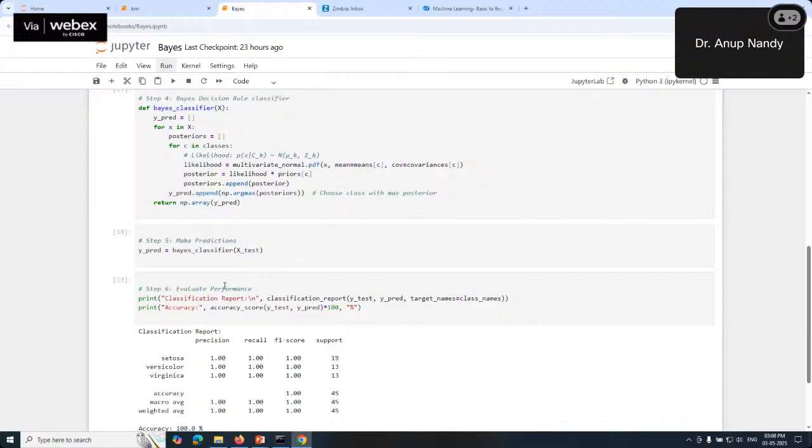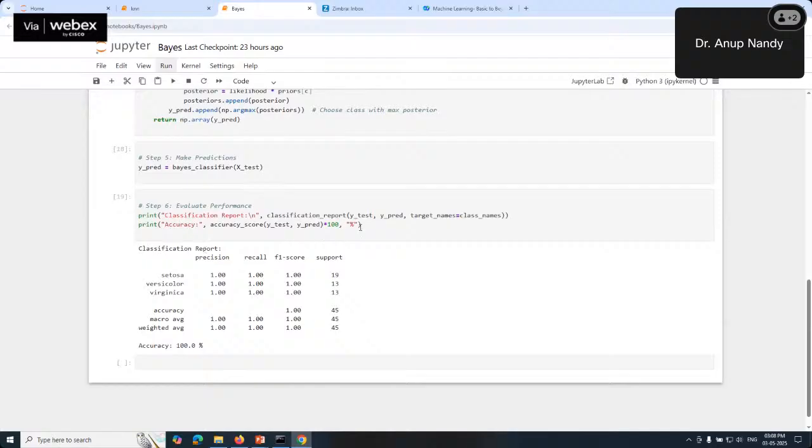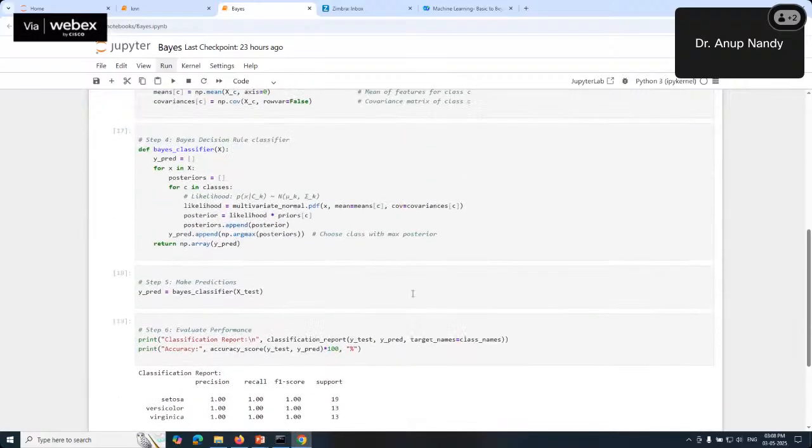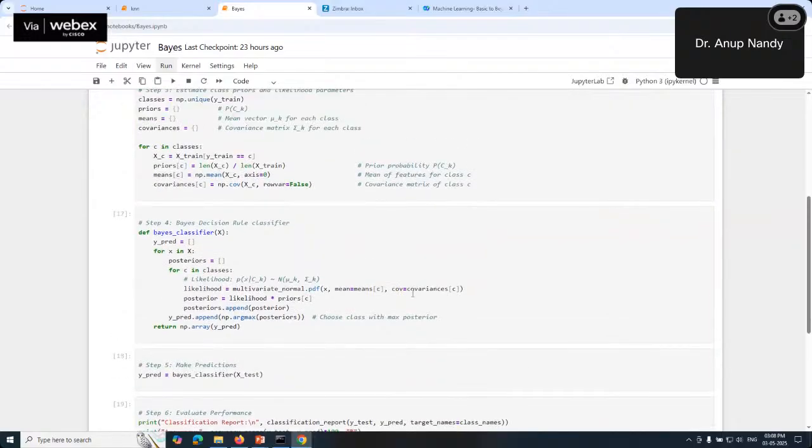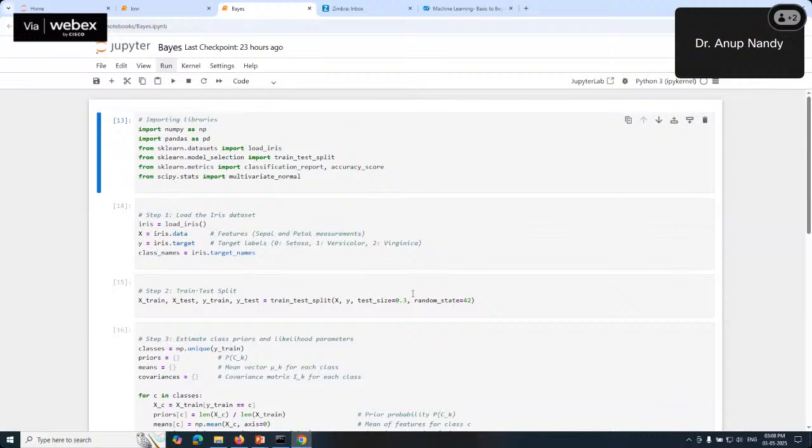Now you have to do some performance evaluation. There is the accuracy of y_test and y_pred multiplied by 100. And if you just use the classification report, you can automatically calculate the precision, recall and F1 score. As this is a very well refined data set, and we are using a 70-30 split, we can get 100% accuracy in this case. So this is a simple technique to use.